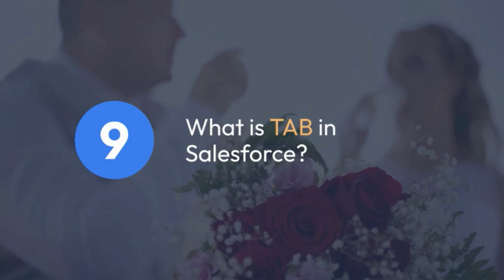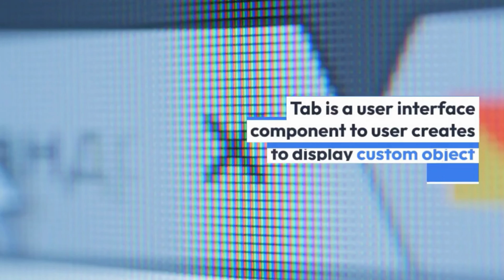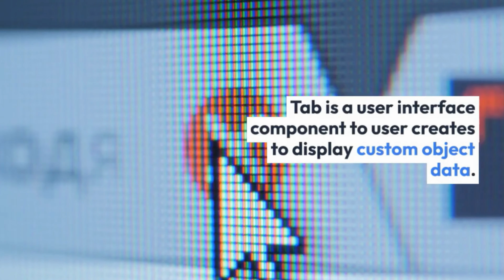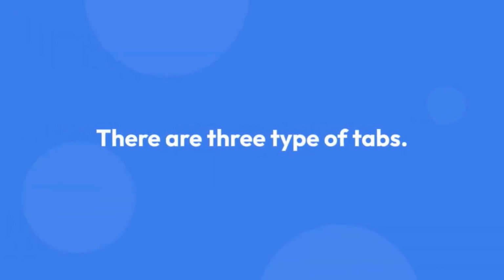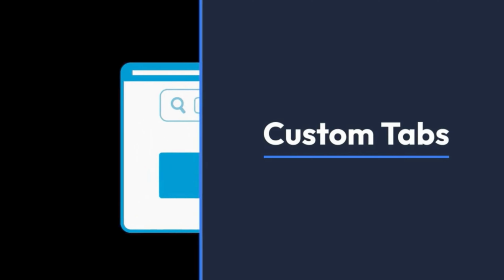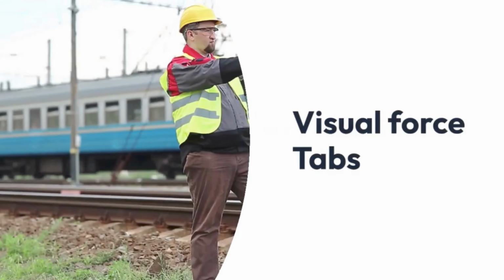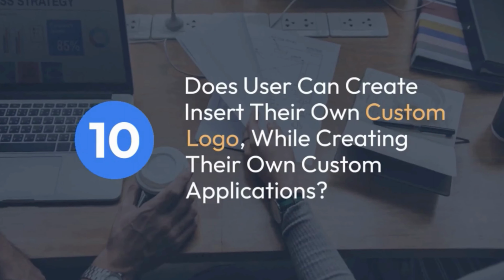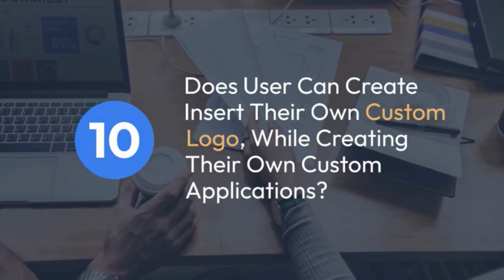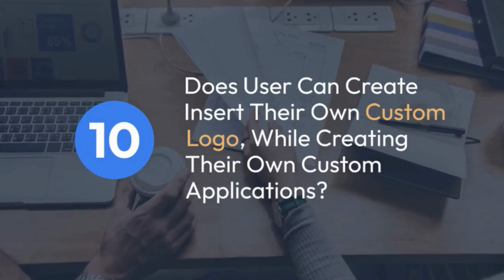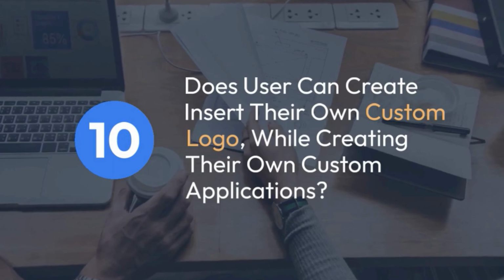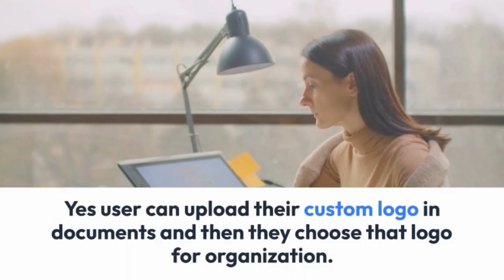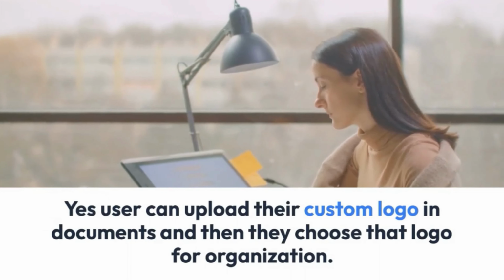9. What is a tab in Salesforce? A tab is a user interface component a user creates to display custom object data. There are 3 types of tabs: custom tabs, Visualforce tabs, and web tabs. 10. Can a user insert their own custom logo while creating their own custom applications? Yes, a user can upload their custom logo in documents and then choose that logo for the organization.